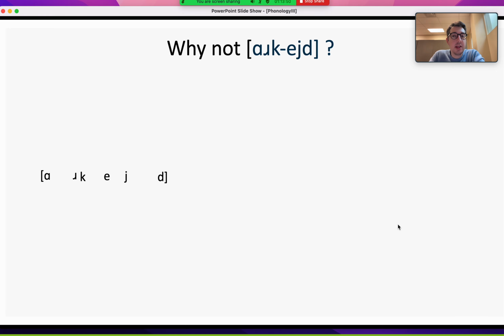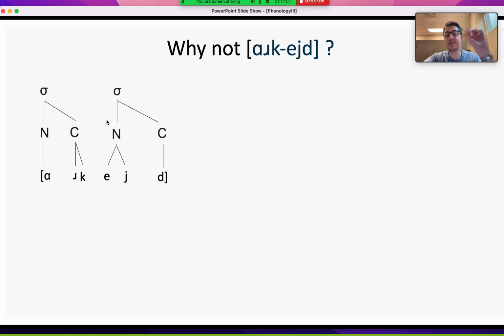All right, but why not arcade? It seems okay, right? Why not that one? Well, I'll tell you why. So, first of all, rk cannot go into onset because rk doesn't start any word in English. But why not go into coda, both of them? Well, onsets are greedy.